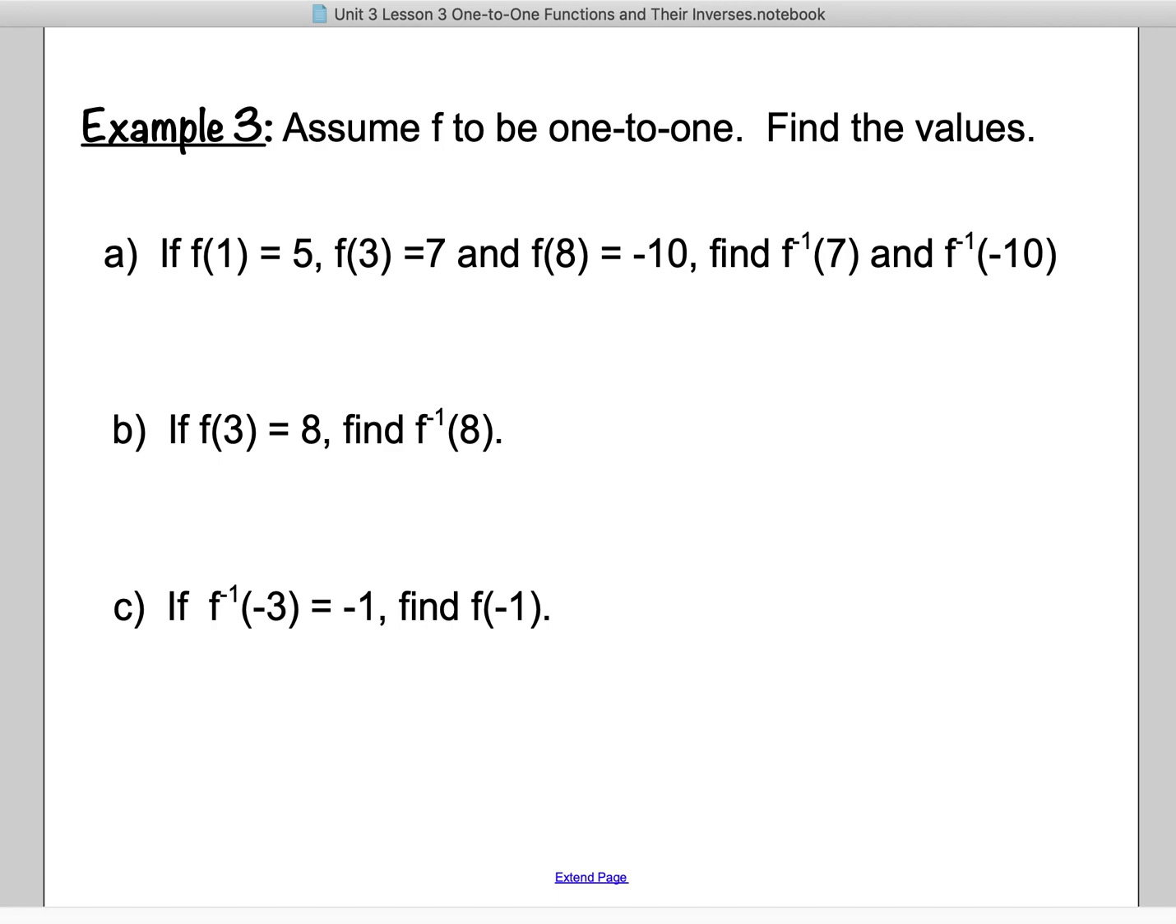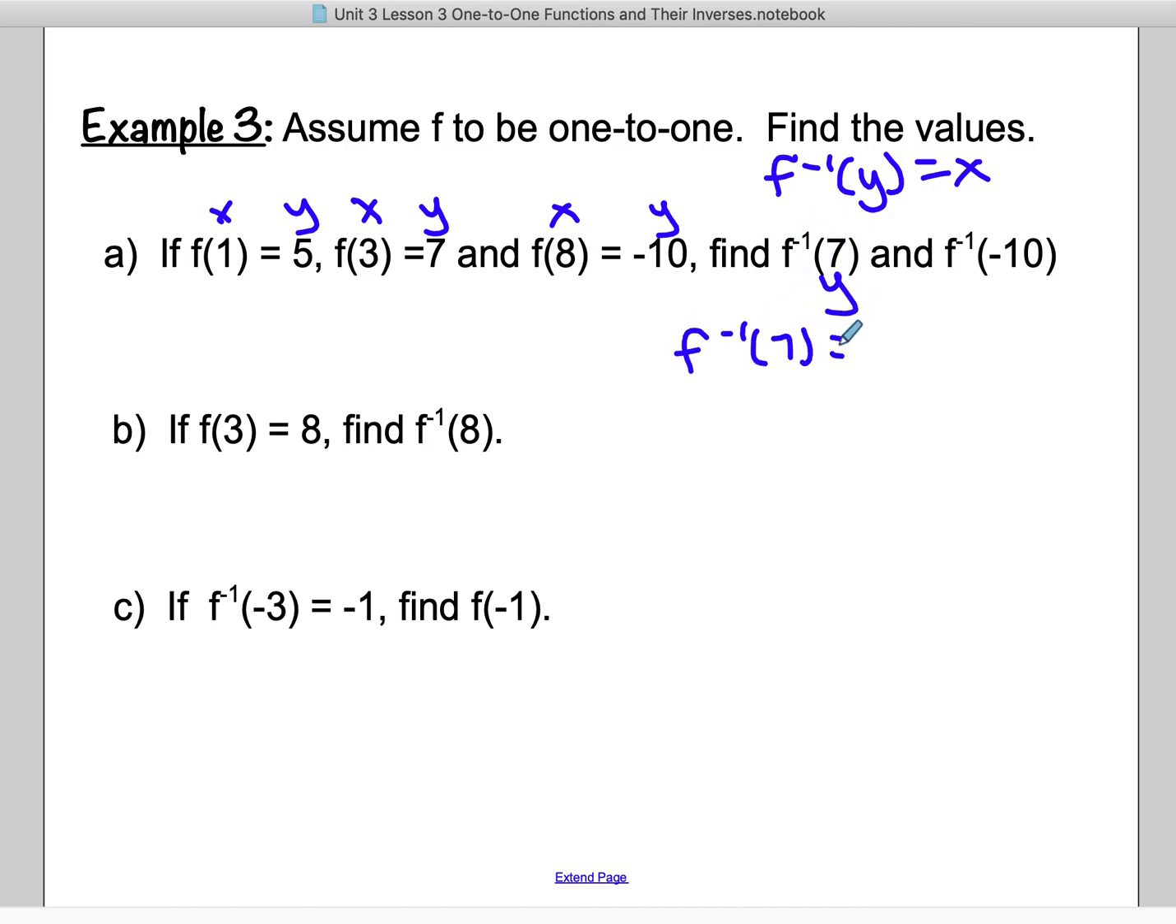So example 3, assume f to be one-to-one. Find the values. So what this is telling me is when I plug in 1 for x, I get out a y value of 5. When I plug in x equals 3, I get out a y value of 7, and same thing here, x, y. So now what this is telling us is f inverse of y equals x. So this is telling me my y value is 7. So what would I get for an answer for that?